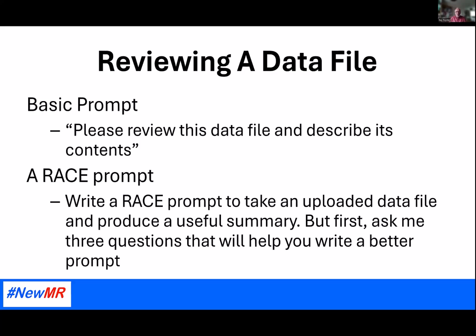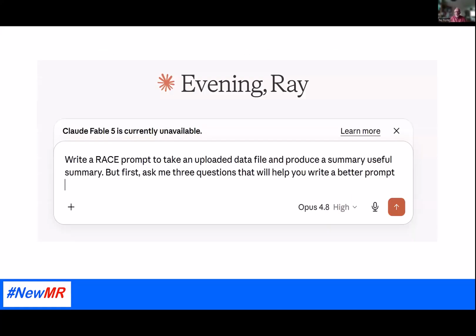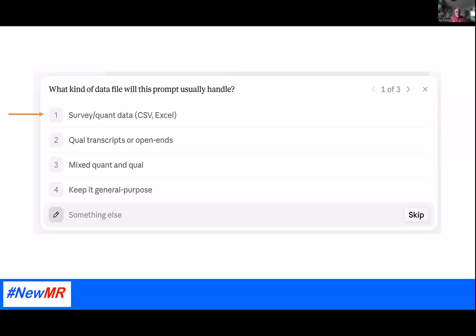So instead, I will tend to write something like this. Write a RACE prompt to take an uploaded data file and produce a useful summary. But first, ask me 3 questions that will help you write a better prompt. So I'm going to run this in Claude. I could run it in Copilot, I could run it in Perplexity, ChatGPT, Gemini, and it would be broadly similar. So that prompt I just spelled out, I paste that in, and it then asks me 3 questions.